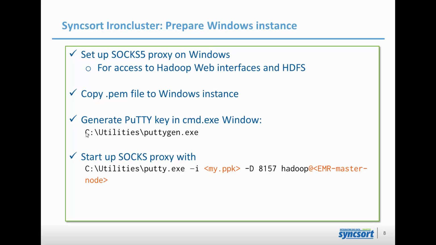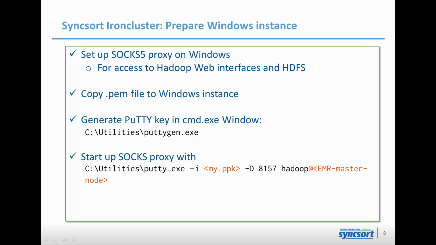So what we'll be doing is copying our PEM file that we used in putting up those instances in part 1 to the Windows instance. We're going to generate a PuTTY key from that for use with PuTTY, because that's what's installed in the Windows instance. And then we're going to start up our SOCKS proxy. Anything in orange here is what you will replace with your own name. So your own name for the PPK, which is the PuTTY version of the private key, and the EMR master node IP addresses or host names.